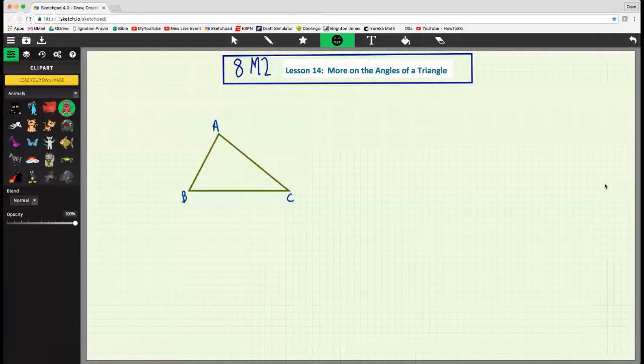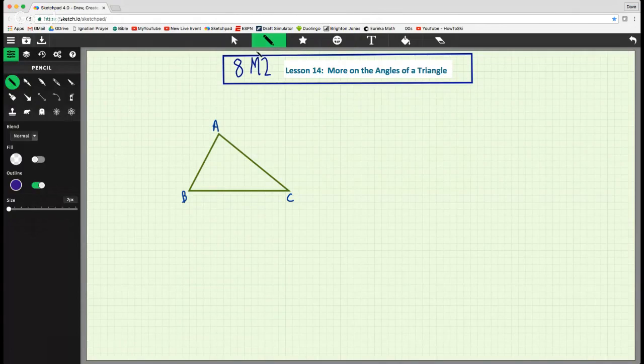And again, this is the whole key to the lesson. This is what the whole 30 minutes, the whole hour you spend in class, this is what it's all about. But the first thing we want to do is talk about an exterior angle. And the way that you create an exterior angle on a triangle is you're simply going to take any side and extend it like this.